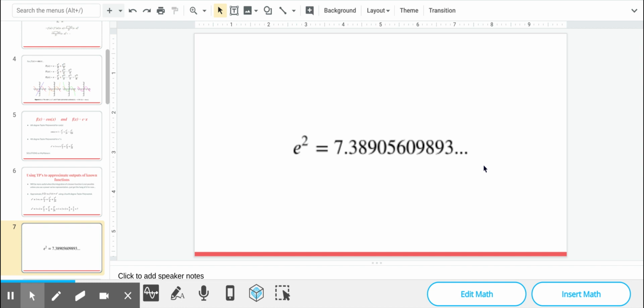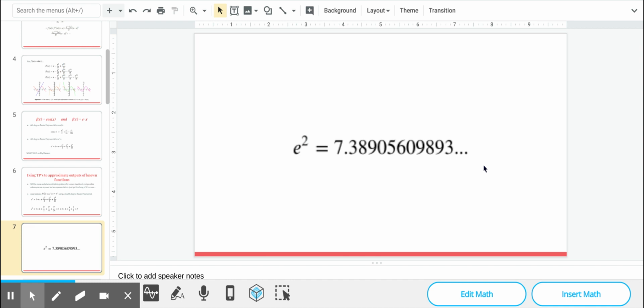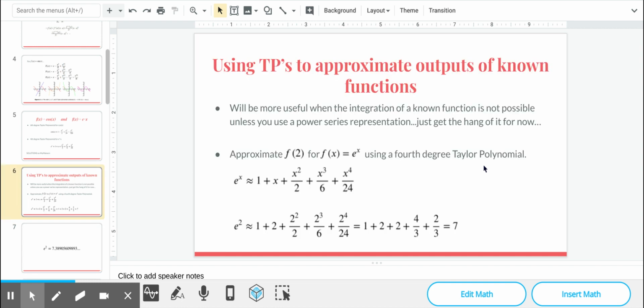I think that's pretty cool, where you can take a function that's not easy to work with, which is e to the x, because it's an irrational decimal, and get really close to the answer just by using this Taylor polynomial. So e to the second, that's what it is actually equal to. This is what it's approximately equal to using a Taylor polynomial. So that's how we can use Taylor polynomials to approximate outputs of known functions. Just a quick example.